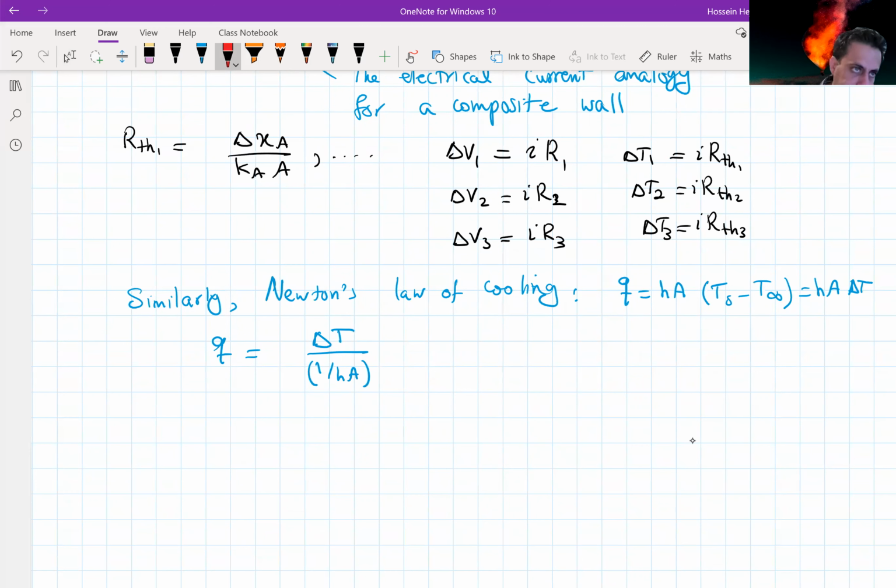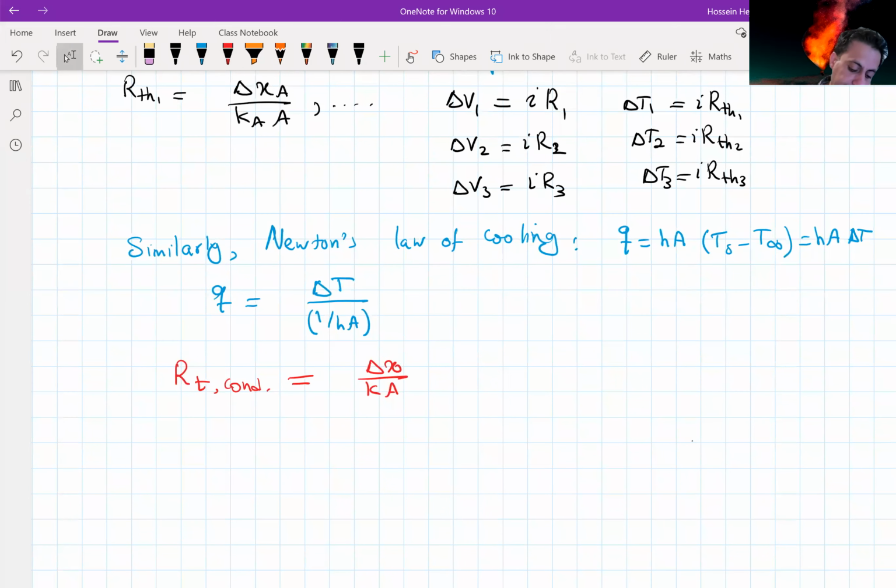So in summary, the thermal resistance for conduction is going to be delta X over KA, where K is the thermal conductivity of the material that we are looking at, and delta X is the thickness. And for R_TH of convection, this is going to be 1 over hA. What's the unit of that? The unit is going to be Kelvin per watt.